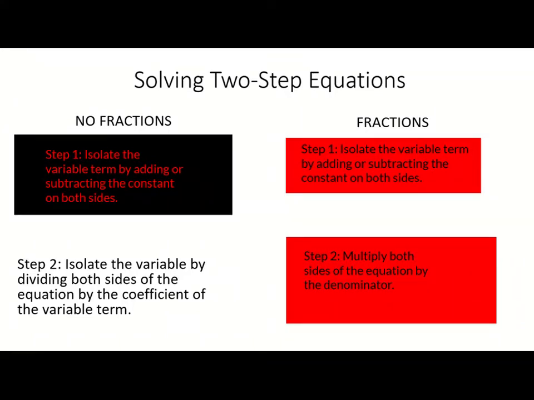We're now going to talk about solving two-step equations. When we solve two-step equations, the process will be different depending on whether there are fractions or there are no fractions in the equation. If there are no fractions in our equation, then our first step will be to add or subtract the constant on both sides. Once we have the variable term isolated, our second step will be to divide both sides by the coefficient.